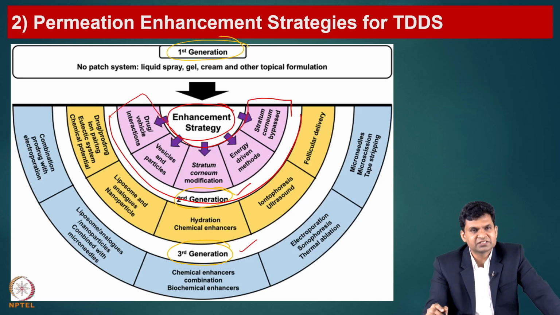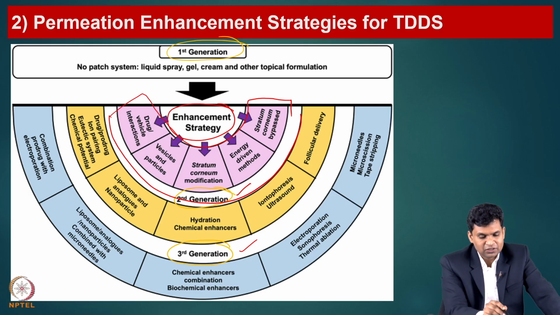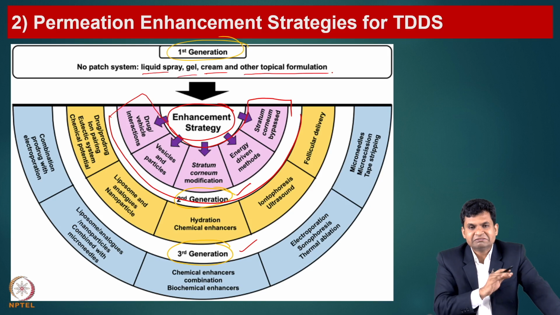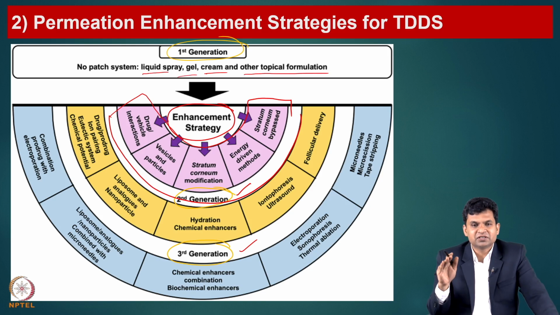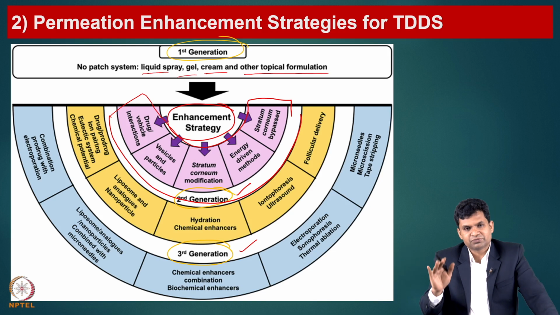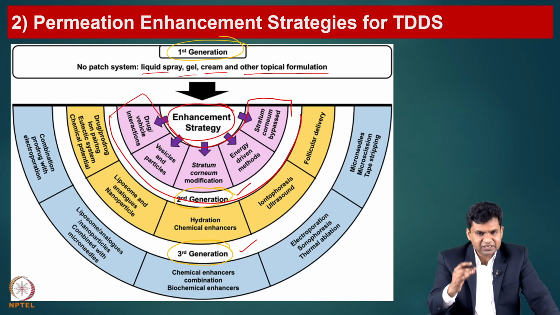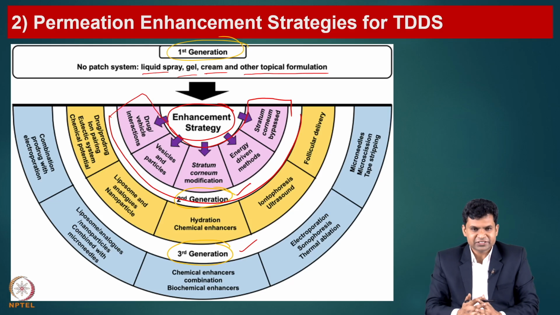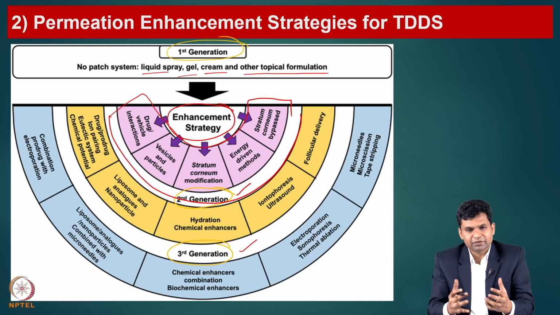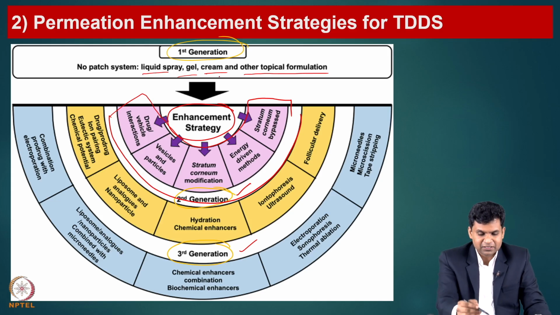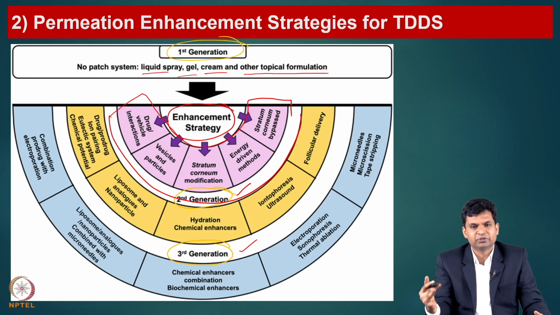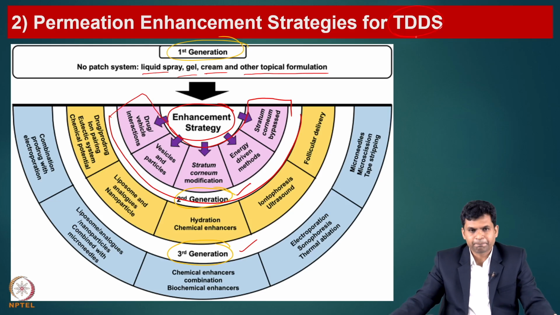Now, the first generation is very well said to be non-patch systems, that means liquid sprays, gels, creams or topicals, which are nothing but the conventional transdermal formulations that come under the first generation. Yes, definitely we know they have limitations. That is why scientists have developed various strategies by taking such general or conventional formulations. People have improved the permeation of transdermal drug delivery systems.